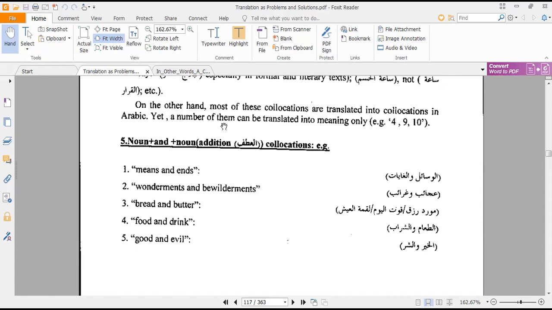طيب bread and butter هنا ما بترجمها خبز وجبنة أو زبدة، لا، أنا بترجمها لقمة العيش، وبالتالي هنا contextual translation, or we have an equivalent term for bread and butter in Arabic which is لقمة العيش. This rendition means dynamic translation, or refers to the use of dynamic translation strategy. Okay.